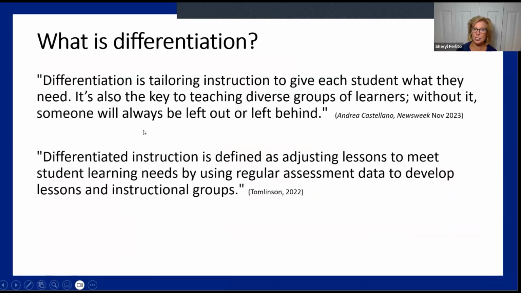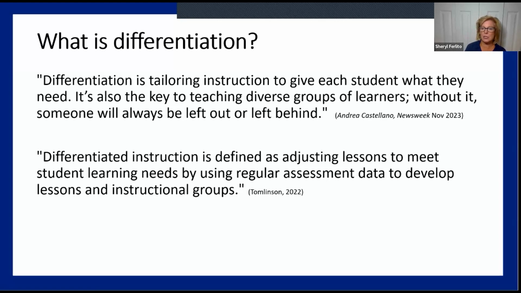A couple other definitions of differentiation. One is from Andrea out of New York. She's a teacher and a blogger who contributed to a Newsweek article about differentiation. Were you thinking tailoring instruction in your thoughts? Diverse groups of learners, were you thinking about that when you thought about differentiation? Without differentiating, somebody will be left out or left behind. So being inclusive with differentiation.